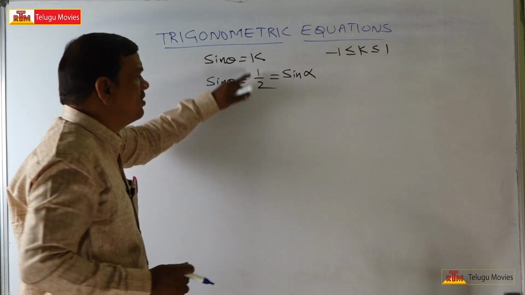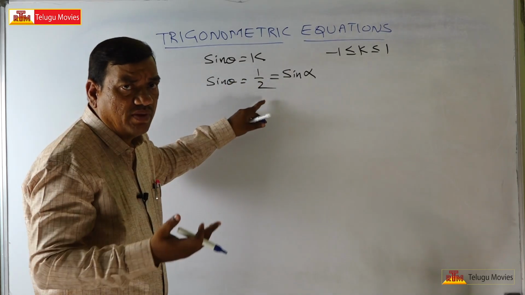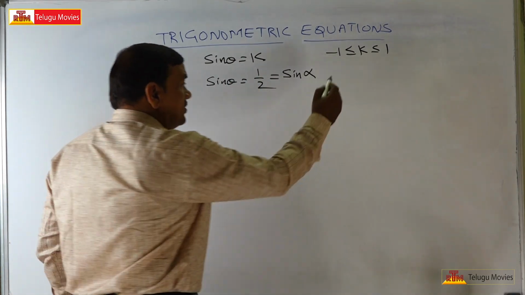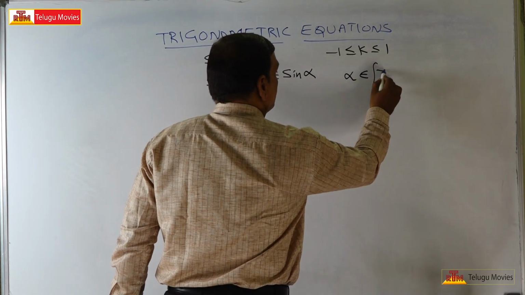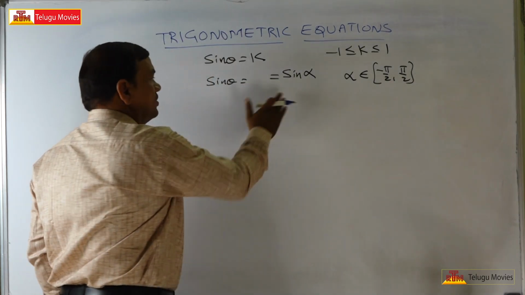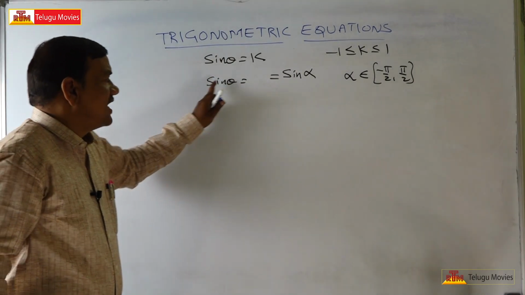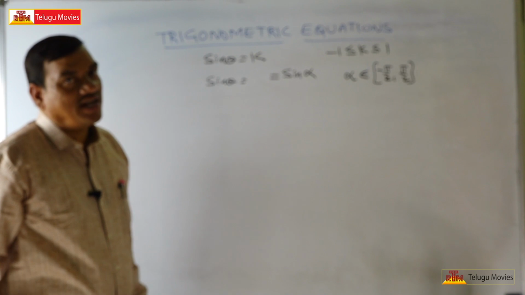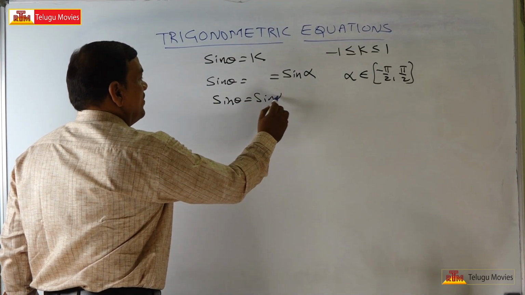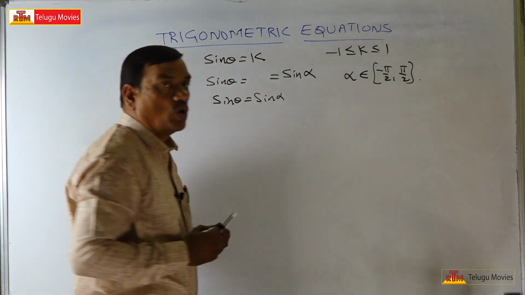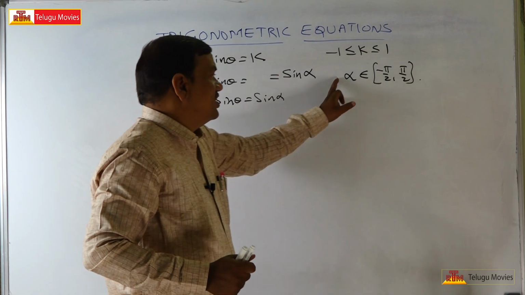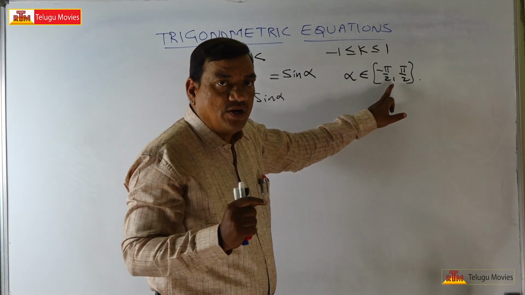For example, if I take 1 by 2, 1 by root 2, root 3 by 2, 1, any angle will come, sin alpha. This alpha should belong to minus pi by 2 to plus pi by 2. Understand this? Now I am going to solve sin theta is equal to sin alpha, where alpha belongs to the closed interval minus pi by 2 to plus pi by 2. That is the first solution, from minus pi by 2 to plus pi by 2.